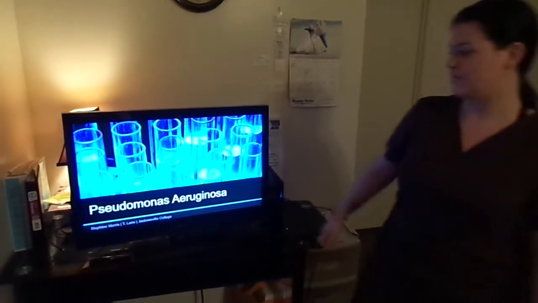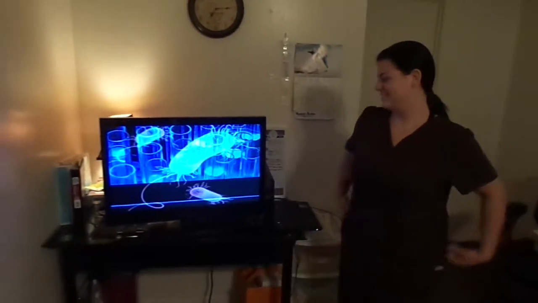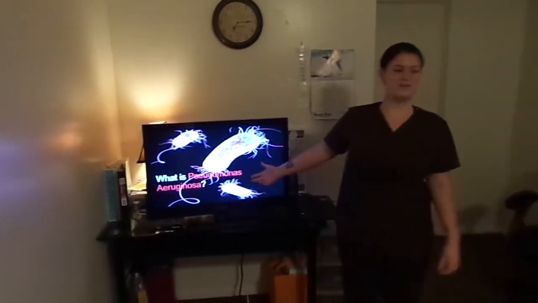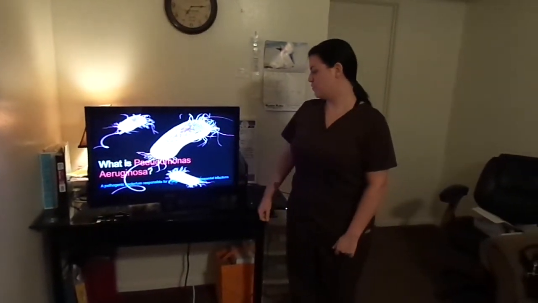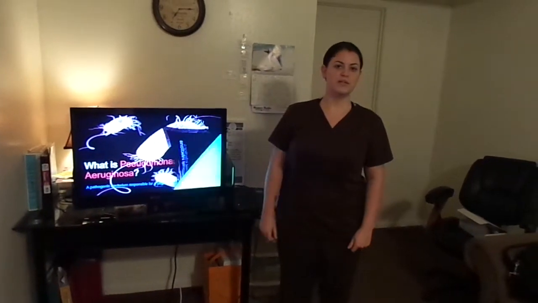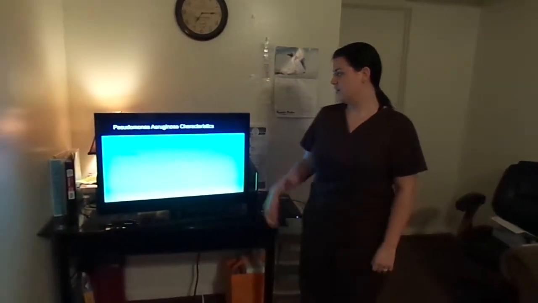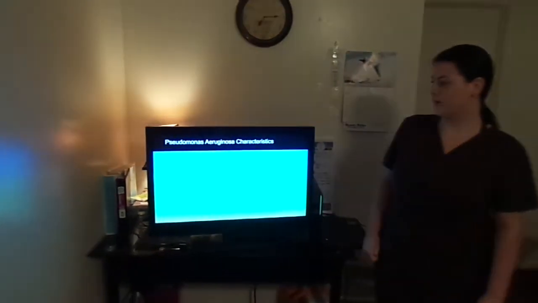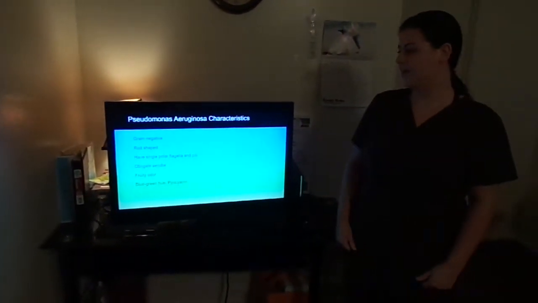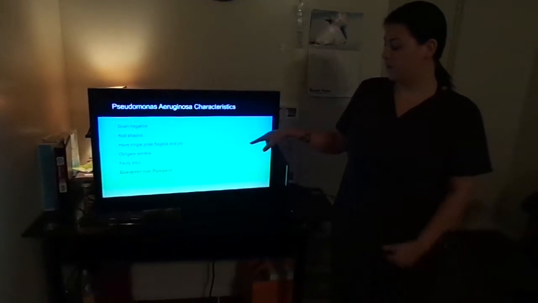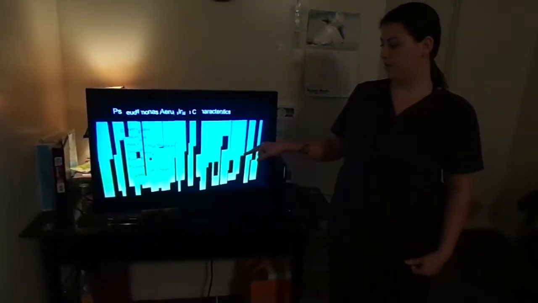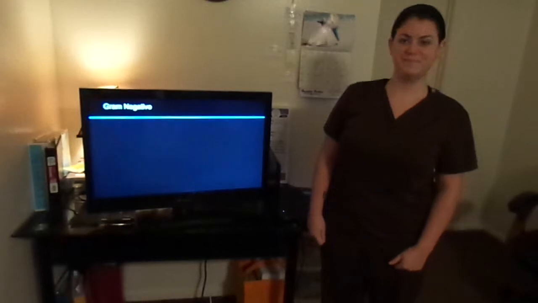Pseudomonas aeruginosa. What is Pseudomonas aeruginosa? It's a pathogenic bacterium responsible for a large number of nosocomial infections. Characteristics are it's gram-negative, rod-shaped, has a single-polar flagella, and has pili. It's an obligate aerobe, has a fruity odor, and blue-green discharge.